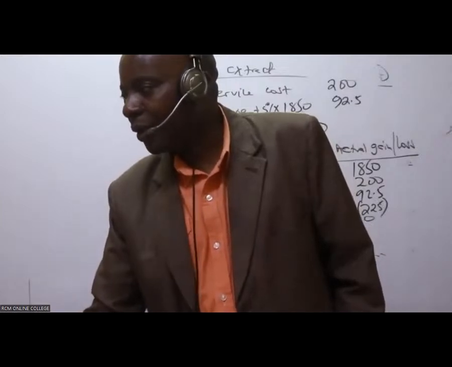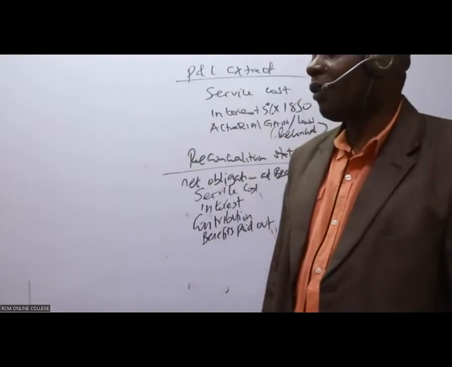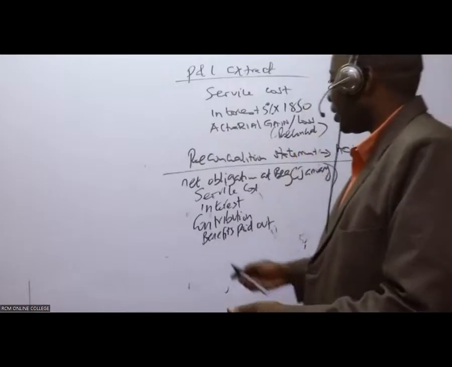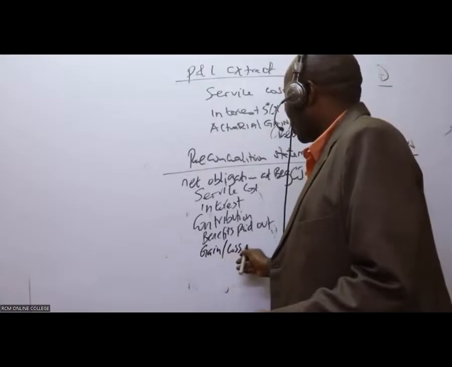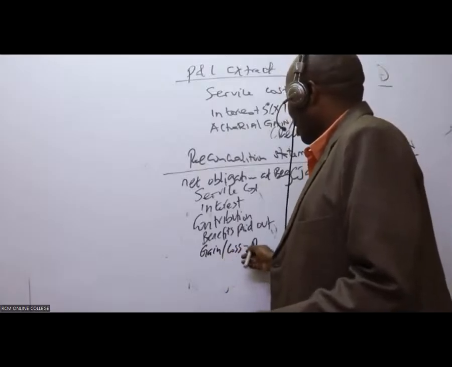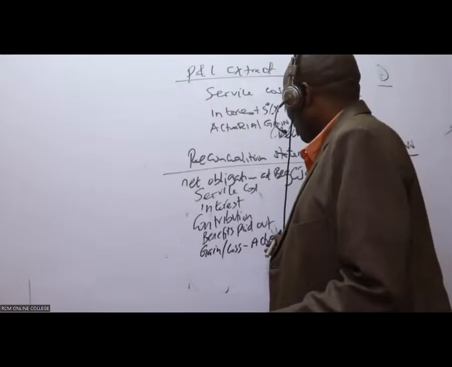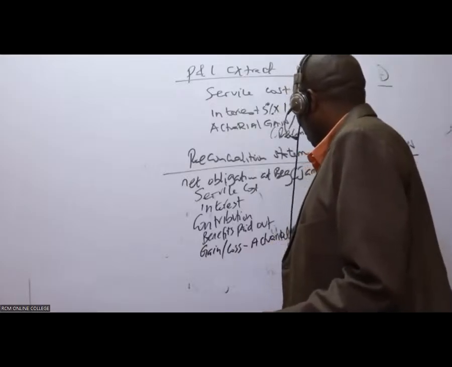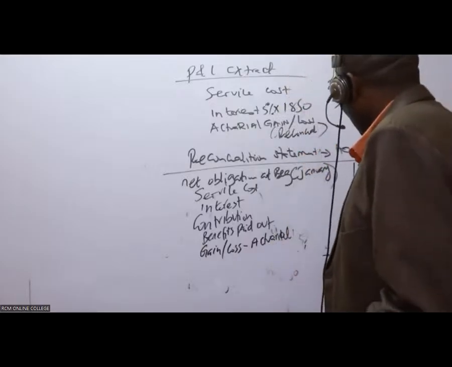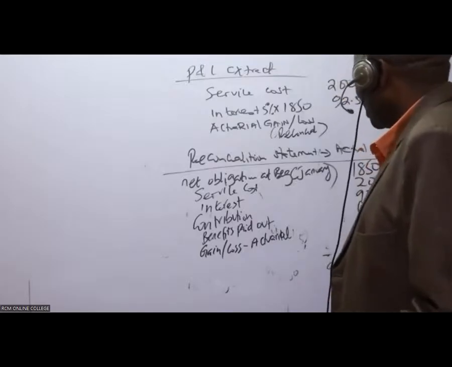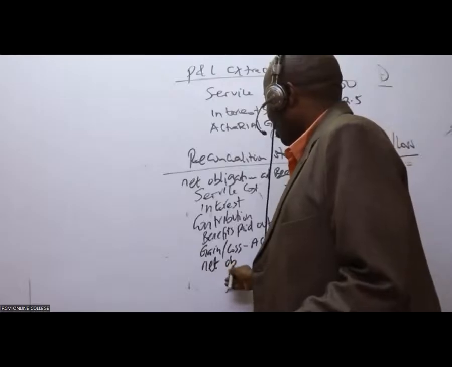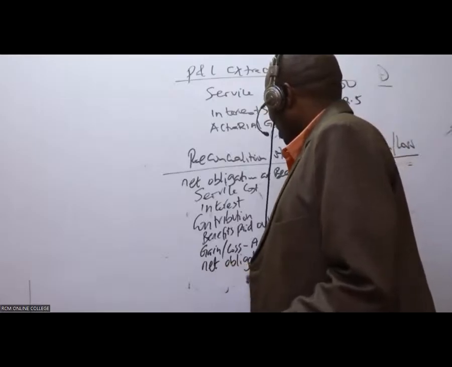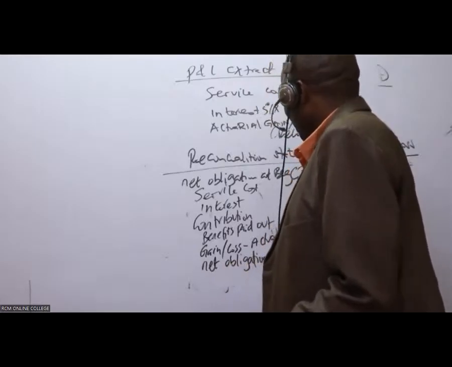Now, ladies and gentlemen, then after that, we have the gain or loss, actuarial. And then, of course, I will underline here, and then I come and put here the net obligation at the end. Net obligation at the end.